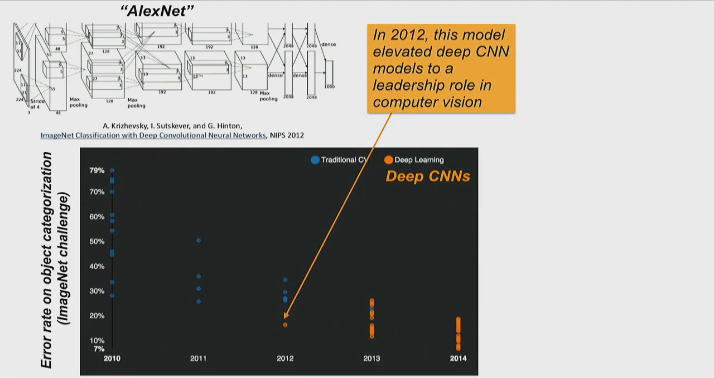So right around this time, this is when AlexNet came out. Who's heard of AlexNet? Only a few people. Okay. So AlexNet was the breakthrough. It was the model that put the neural network models back on the map of computer vision, right?